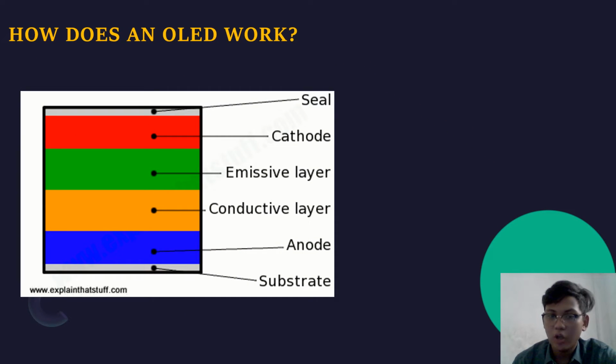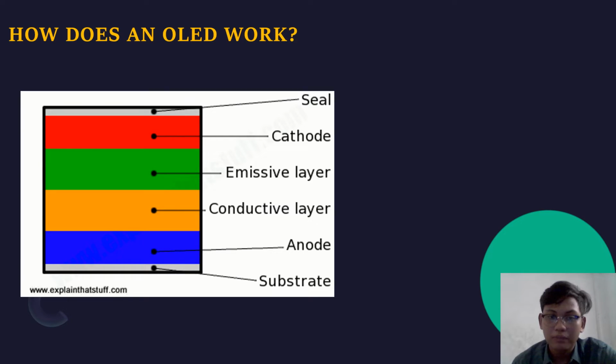How does an OLED work? OLEDs work in a similar way to conventional diodes and LEDs, but instead of using layers of N-type and P-type semiconductors, they use organic molecules to produce their electrons and holes.